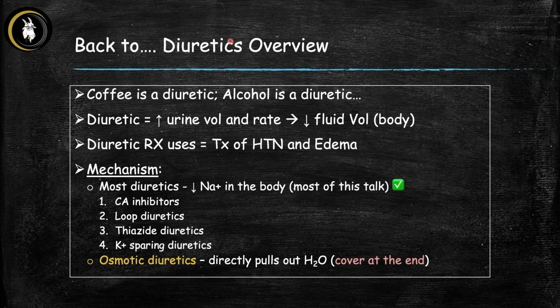All right, so now we're almost done here. Let's just quickly look back at our overview of the diuretics and the mechanisms. Remember I said that most diuretics work by reducing the serum sodium levels. That was going to be most of this talk, and we already covered that.